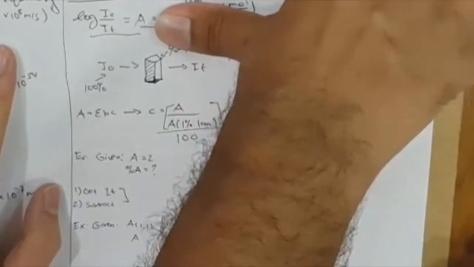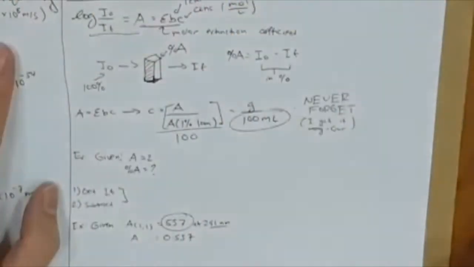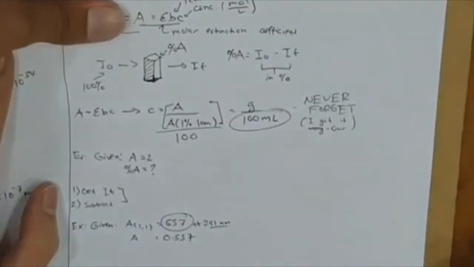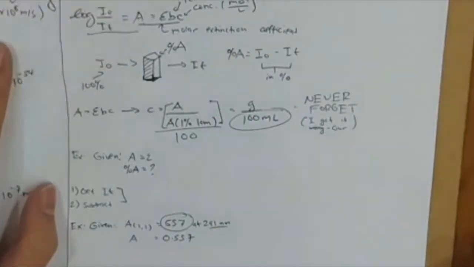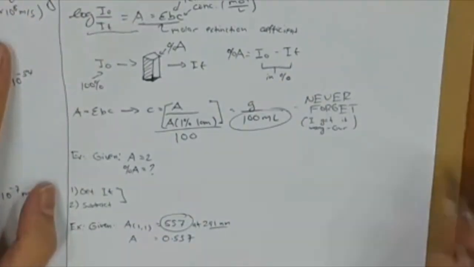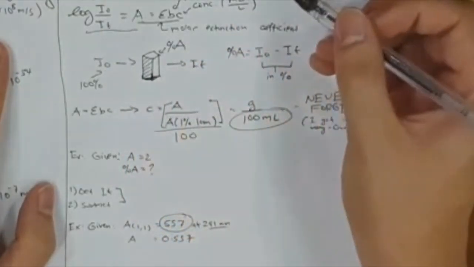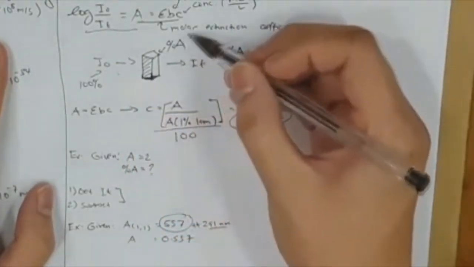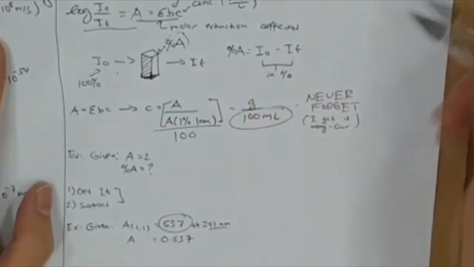So one is the absorbance equals the logarithm of I0 over IT, and the other one is this: your absorbance is basically your molar extinction coefficient times the b and c. So these are two different formulas. And here we have an illustration of how the intensity of incident light will be absorbed. And this will be your percent absorbance.